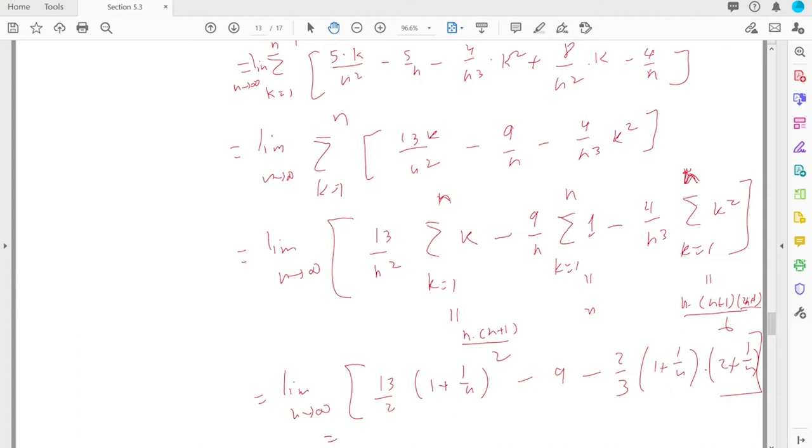And after the limit, the leftover would be 13 over 2 from the first term, minus 9 from here. There is no n, so the limit does not affect anything here, minus 2 over 3 times, from here it's just 1 because the second term would be 0. From here this is just 2 because the second term would be 0. So eventually this is the number we are going to get, and if we add them by making the same denominator, this is the answer we're going to get, negative 23 over 8.